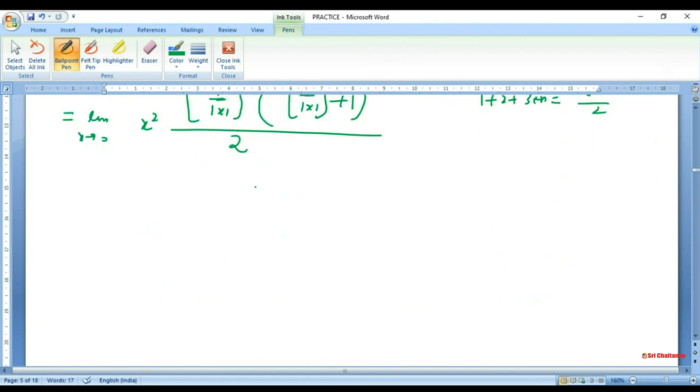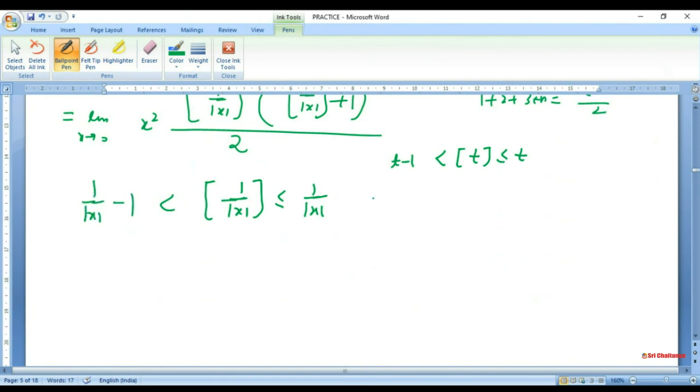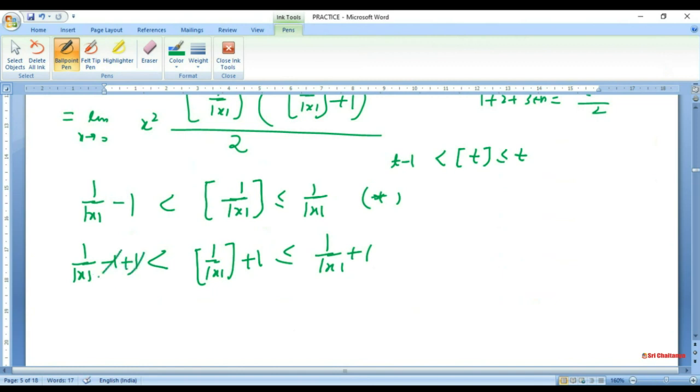Keep it in your view so that you can check. Again we are using floor of t less than or equal to t and greater than t minus 1. So I'll write some inequalities. First is this natural inequality: floor of 1 upon mod x less than or equal to 1 upon mod x, and greater than 1 upon mod x minus 1. And the next one, I can just add 1 to both sides. So I will write floor of 1 upon mod x plus 1 less than or equal to 1 over mod x plus 1. Adding does not change any sign. On the other side, 1 by mod x minus 1 plus 1, so that cancels, and we get 1 over mod x.